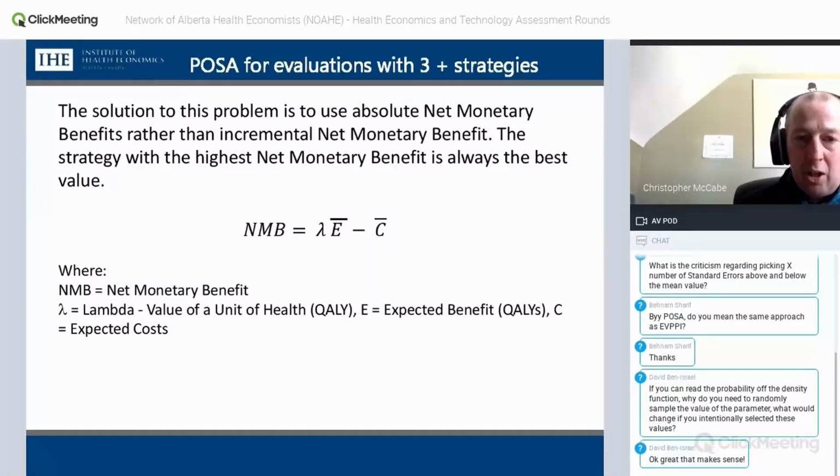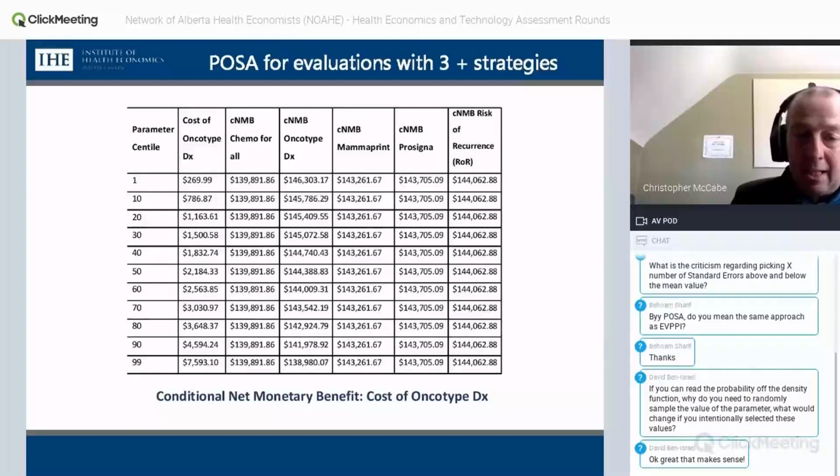So we change what we do with the data from the simulation. We don't change the output, but the simulation process to generate the data is identical. Here we've run the simulation, and the parameter we're looking at is the cost of one of the tests, which is called Oncotype DX.